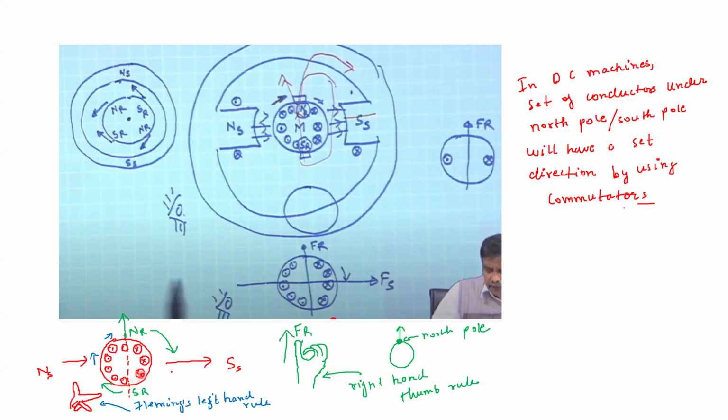If this conductor is moving from south pole to north pole, because of the commutator action, under the north pole it should have only one particular direction of current, which is dot. So this cross will become dot, and there will be continuous rotation. Because of the commutator action, there is a continuous rotation in the DC machine. This is something which sir discussed, that is why I also discussed it, so that if some theoretical questions come, you can answer.